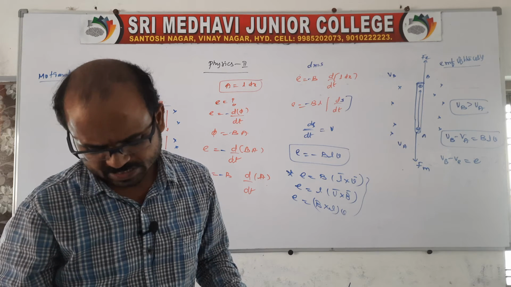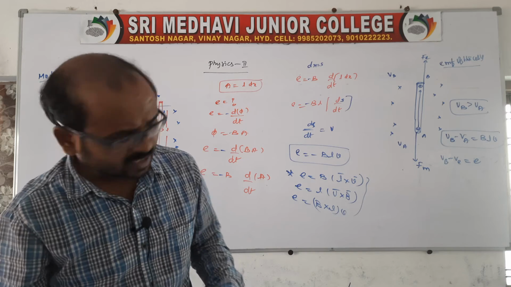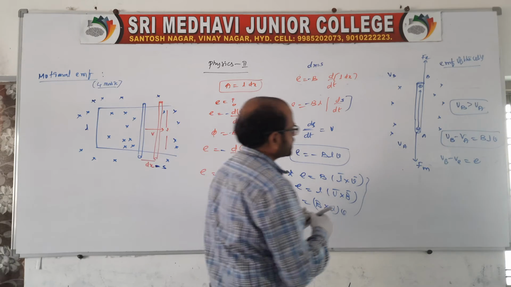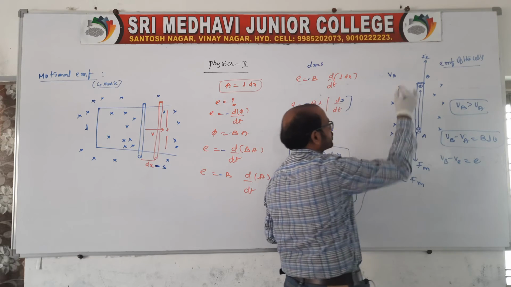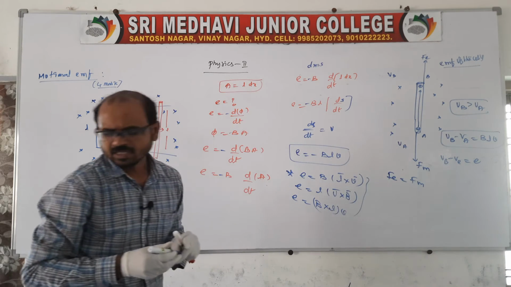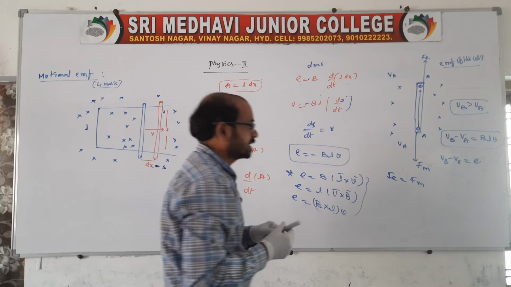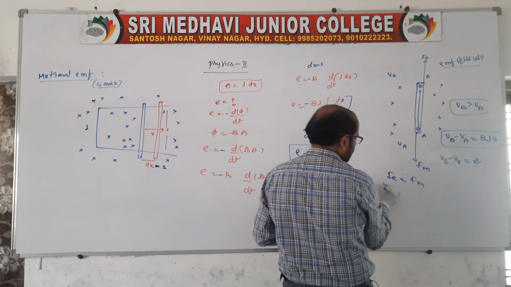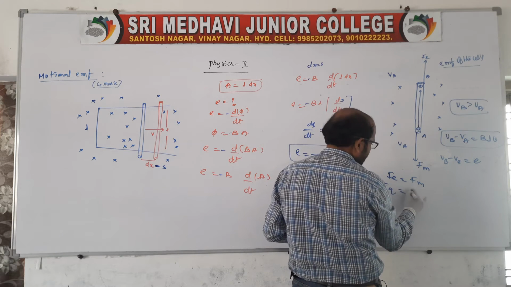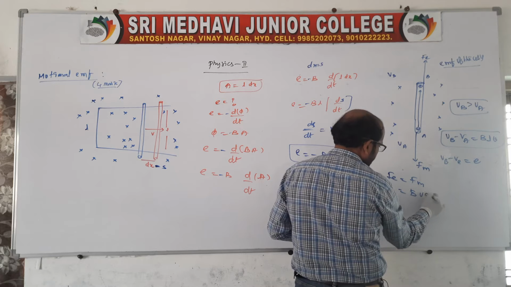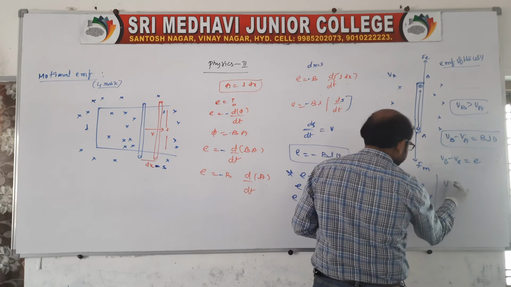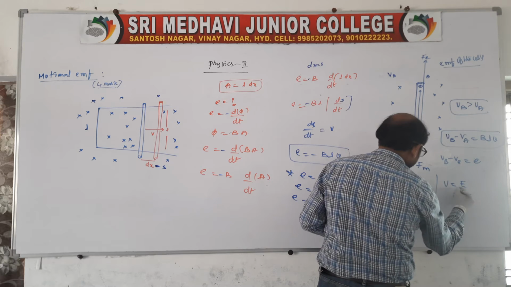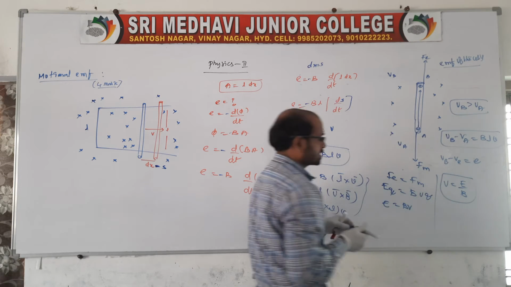Is it correct? Yes. And here we can also say, by using Fe is equal to Fm, electrical force is equal to magnetic force. Electrical force we know is Eq, and magnetic force is Bvq, so q cancels: E is equal to Bv. From this, v is equal to E by B. Of course, we know it is about a velocity selector.